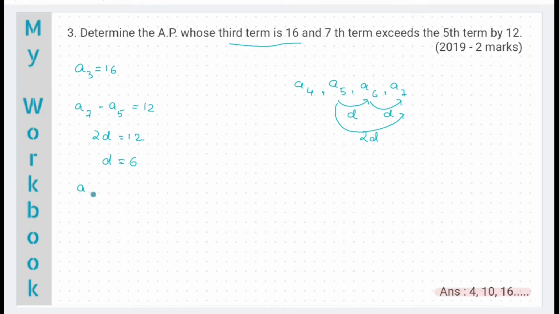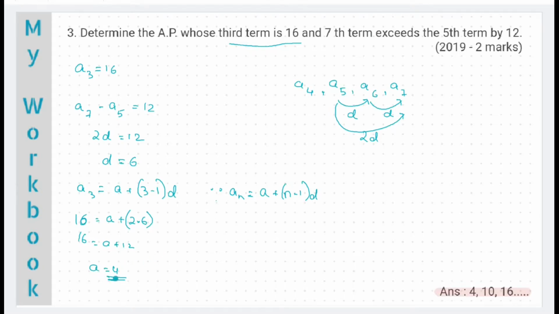So we know that A of 3 is A plus 3 minus 1 into D, because A of n is a plus n minus 1 into d. So we can substitute. A of 3 is given as 16. The first term a we do not know. 2 into 6. So 16 is a plus 12. A will be 4.